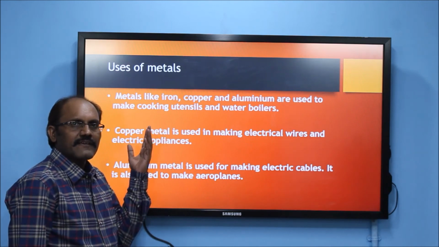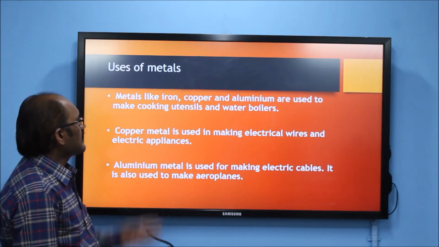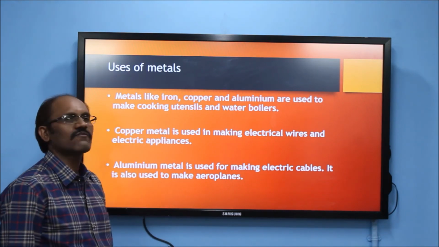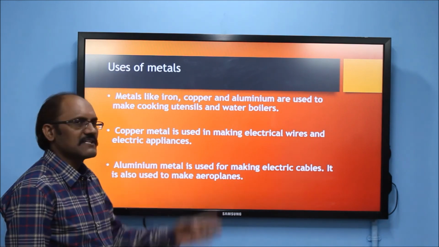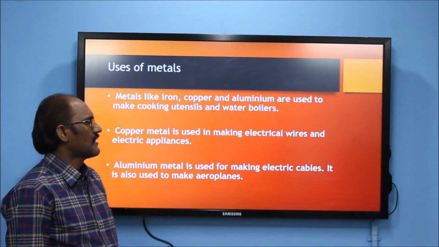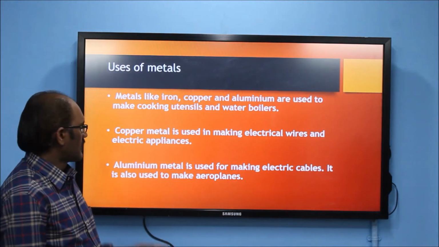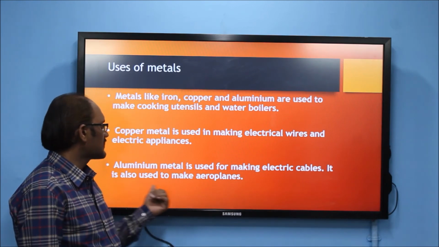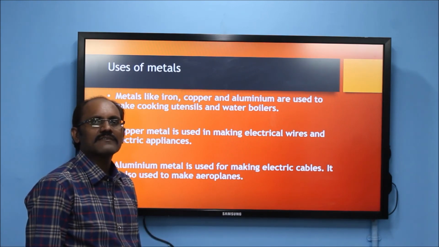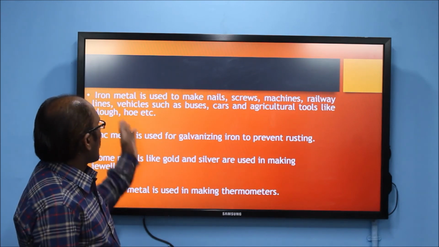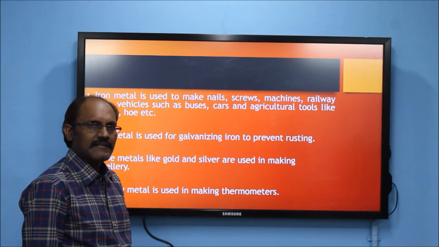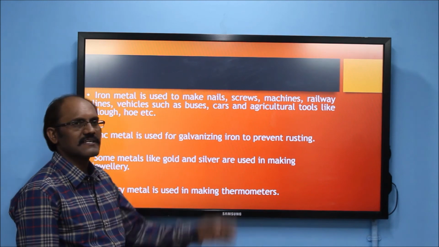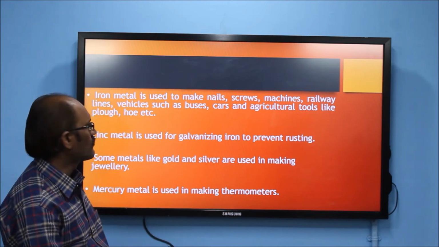Now, we see uses of metals. Metals like iron, copper, aluminium are used to make cooking utensils and water boilers. Copper metal is used in making electrical wires and electrical appliances. Aluminium metal is used for making electric cables. It is also used to make the spare parts of aeroplanes. Iron metal is used to make iron nails, screws, machinery, railway lines, vehicles such as buses, cars and other automobiles.